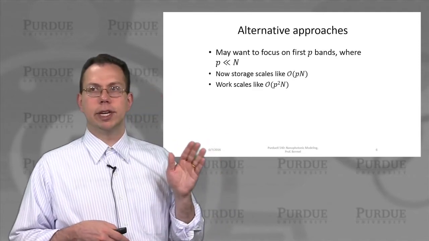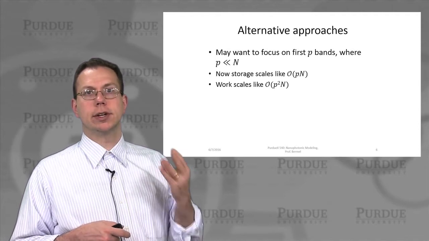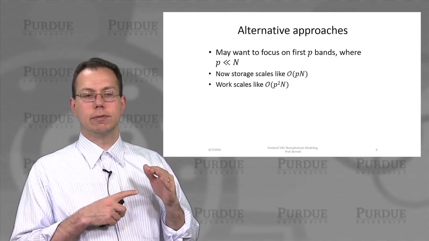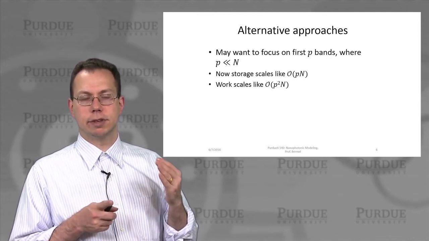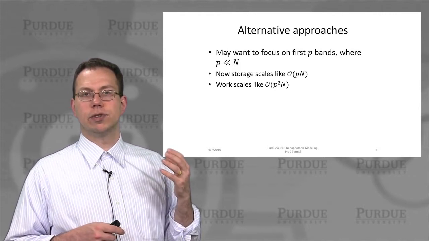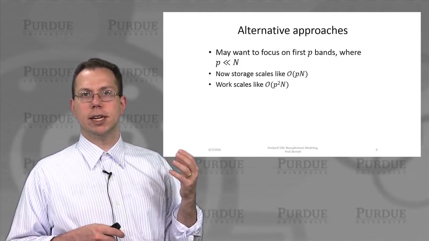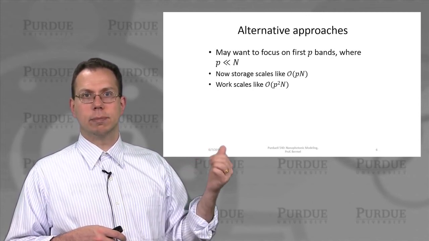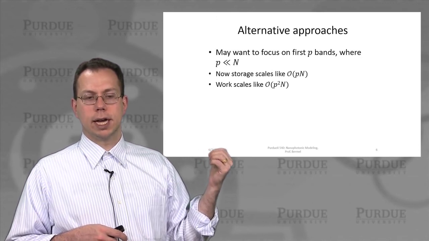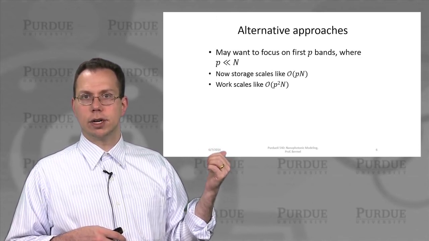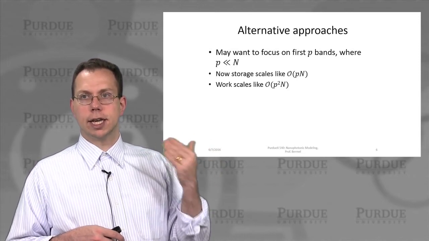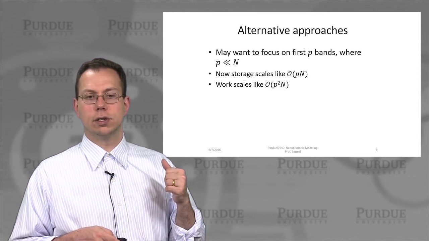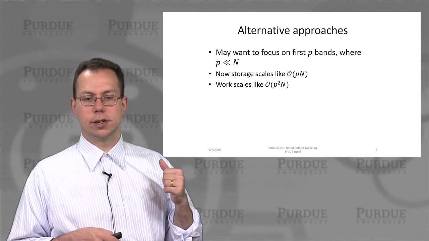However, if we said that we're willing to accept that we don't necessarily need every single solution, but we only need the first p solutions, and we can assume that p is much less than N if it's a large problem, then storage would only scale like order of p times N instead of N squared. And the work that would be needed, going back to the earlier case, would by simple math be order of p squared times N. So for large N, as N goes to infinity, it still scales like order N instead of order N cubed. So this is a huge win computationally, if you're willing to do that.